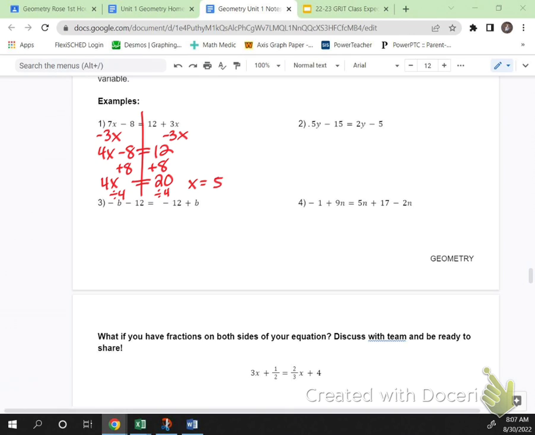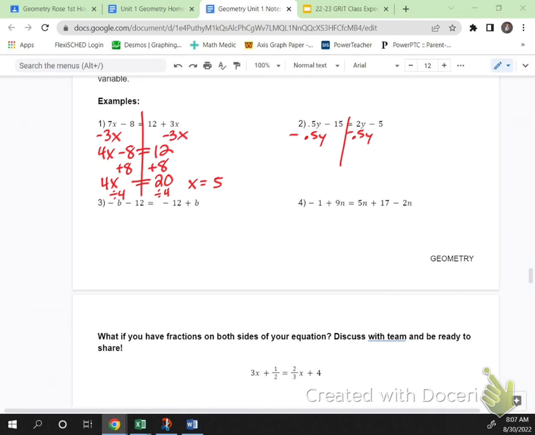All right, let's look at number 2. Oh no, number 2 has a decimal. Do you see that? 0.5. Oh no. So we need to combine our variables. What should we do first? Who's got an idea? Subtract 0.5. Yeah, let's subtract 0.5y from both sides.